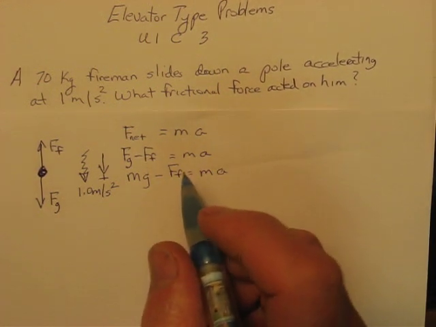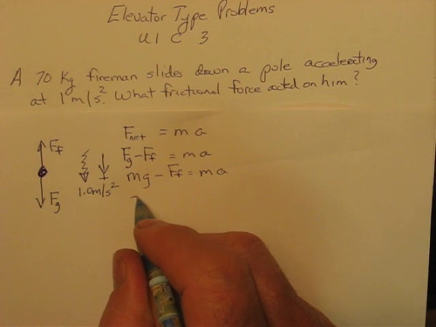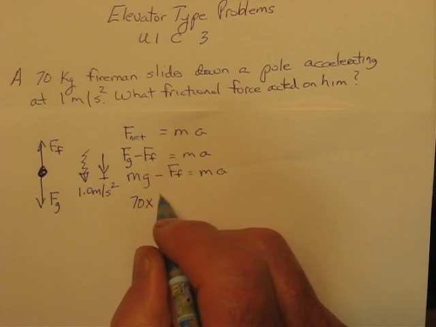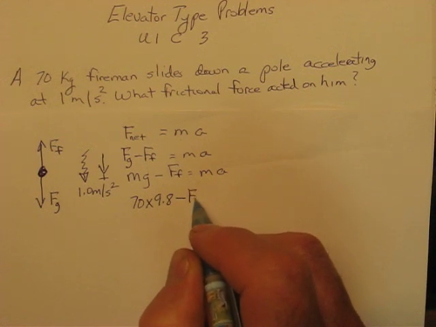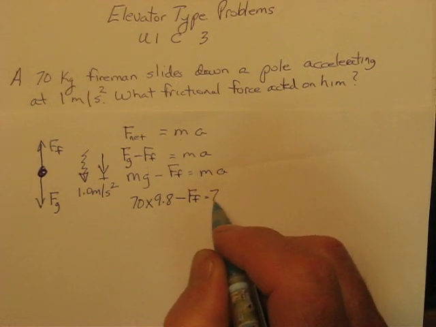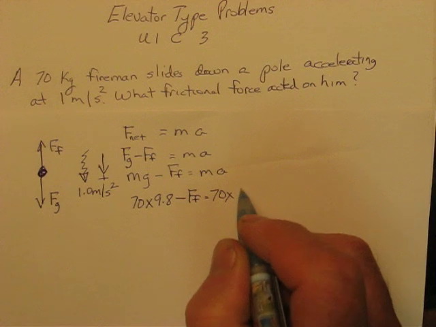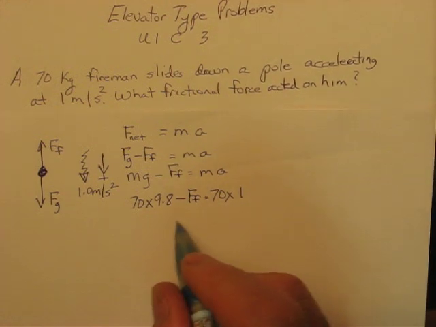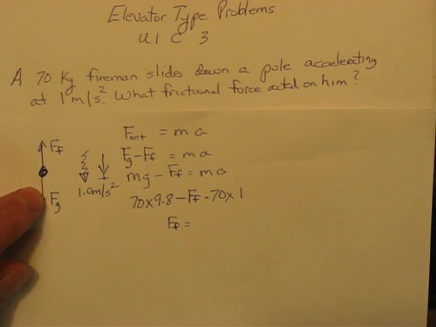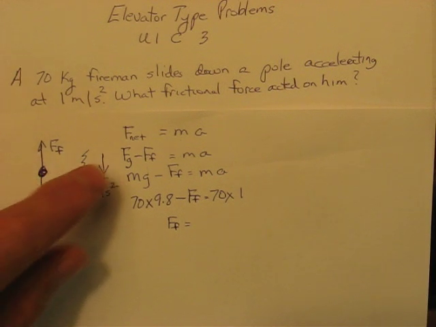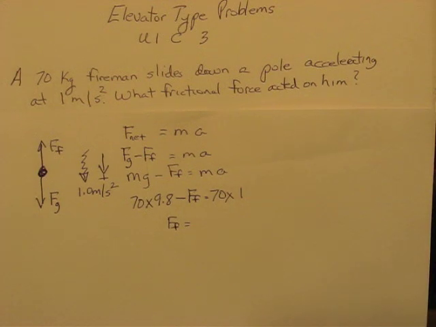Now you can substitute in the values. We have a 70 kilogram man, multiplied by g, always 9.8, minus the unknown force of friction, equals 70 times 1. Solve for Ff. I will not do that in this particular video, but that gives you an idea how to begin an elevator problem, always with a very simple free body diagram, and then substitute into Newton's second law. Good luck.